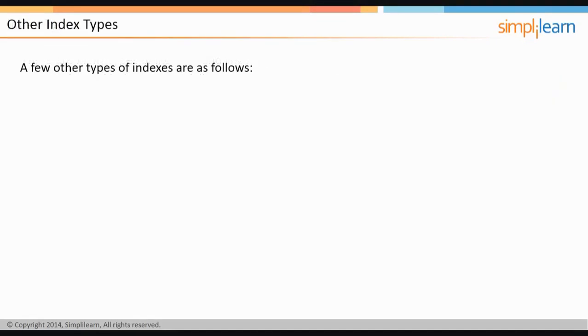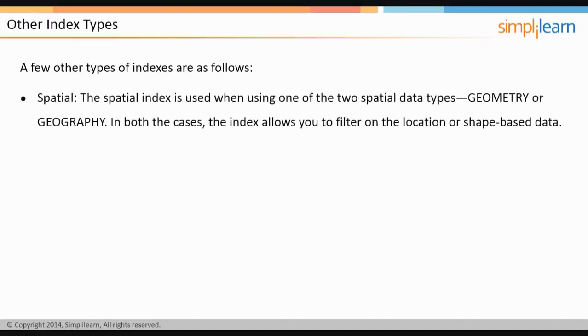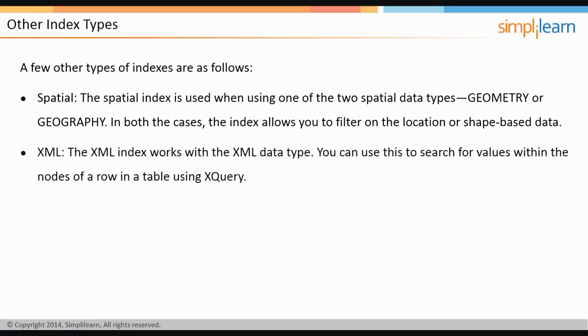As we mentioned earlier, there are many other types of indexes available. Some of the other ones are listed here and are used in specific scenarios. The spatial index is used in case of using either of the spatial data types, geometry or geography. In both cases, the index allows you to filter on the location or shape-based data. The XML index, as is obvious, works with the XML data type. You can use this to search for values within nodes of a row in a table using xQuery.